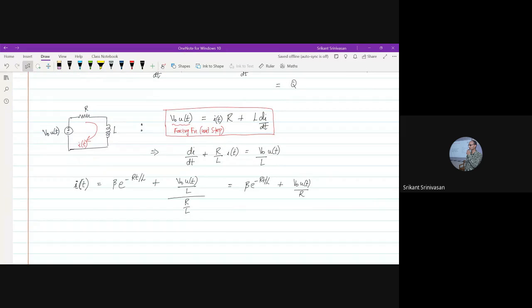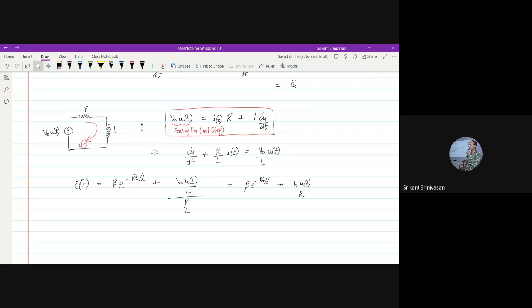Now, how do I solve the boundary condition? Can anybody tell me what should be the boundary condition? This is the general equation. I have solved the general equation and I got this as the response of current. Now I know this is the equation for current, but what is missing here is that beta is still an unknown constant. It is a general solution.